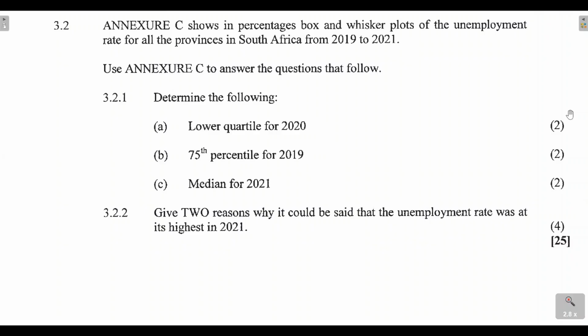I'll put the link to all those video tutorials in the description below. Please have a look at those video tutorials. That's how you're going to pass math lit. Don't just look at one question. Have a look at different questions where a box and whisker diagram is being analyzed. That is how you are going to master this topic. So that is a tip from me to you guys.